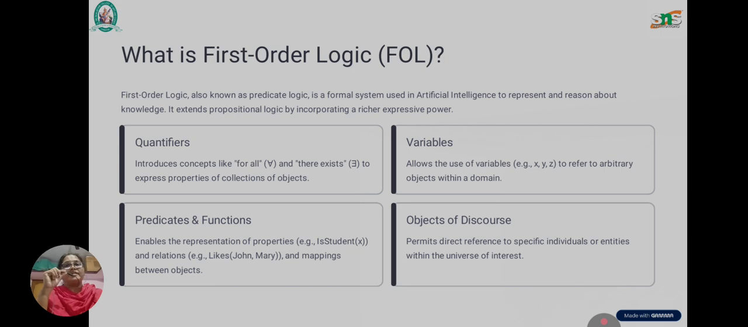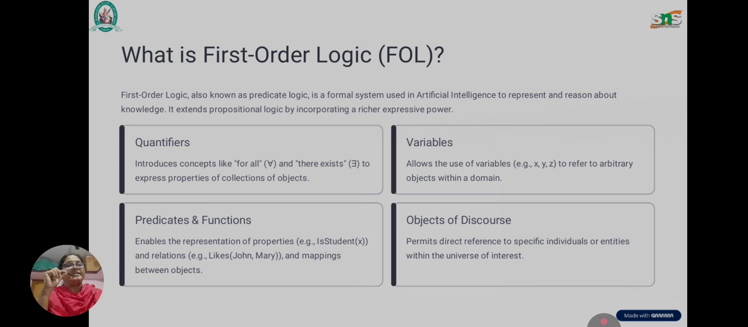And the next one is the variables. The purpose of variables in the first order logic is to stand for any object in the domain. We can use variables like alphabets A, B, C or X, Y, Z, etc. in order to stand for any object in the domain.